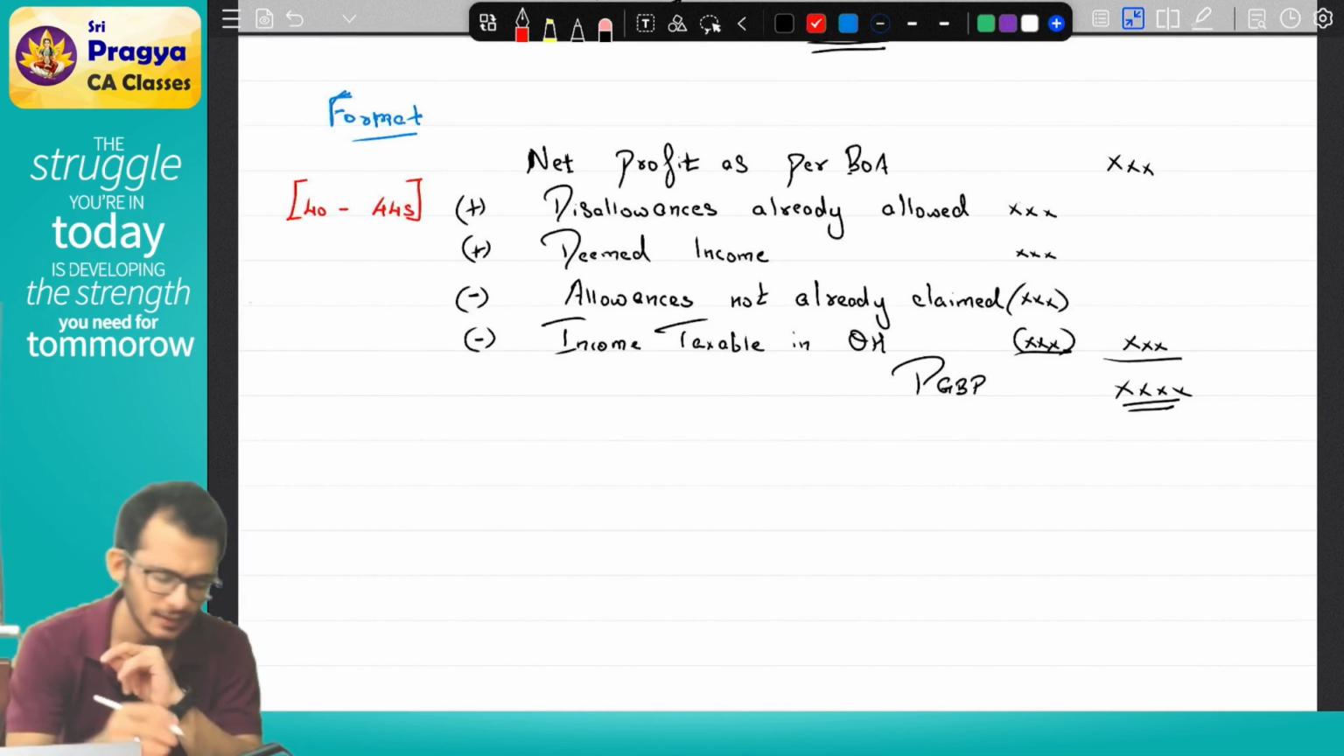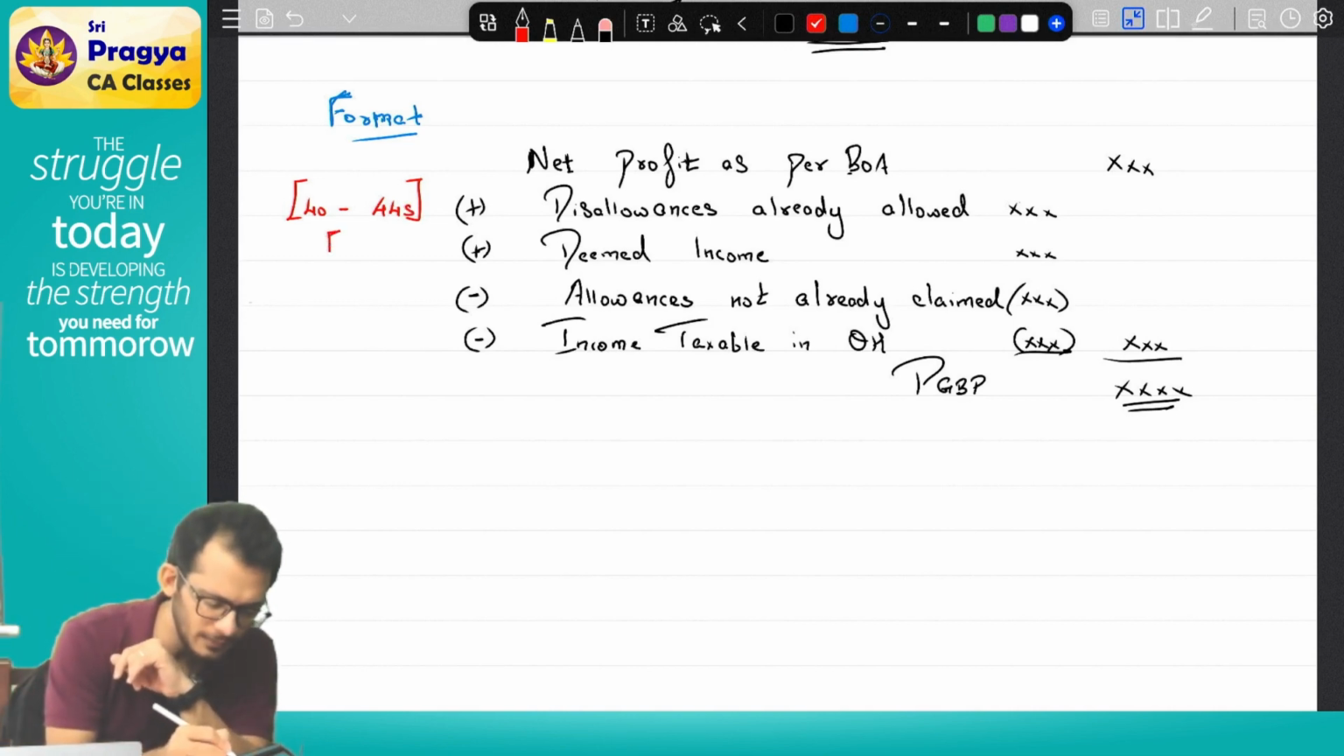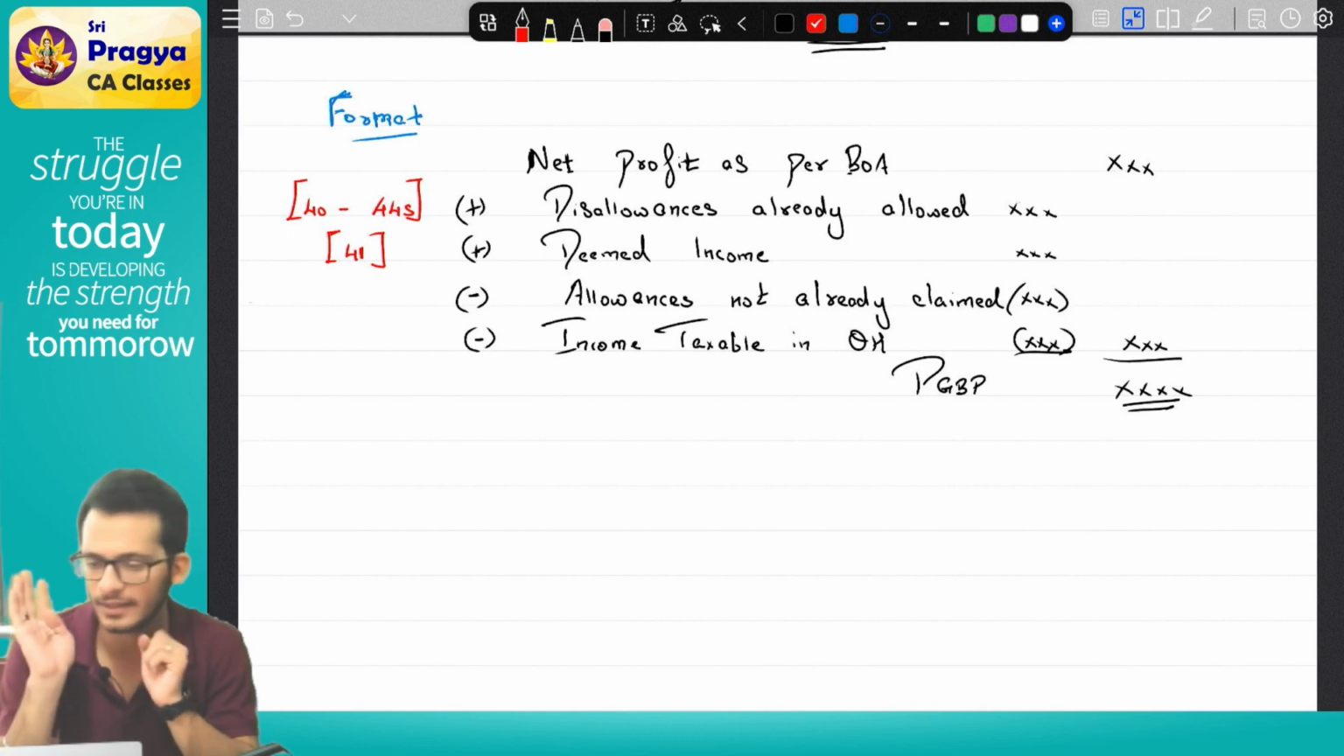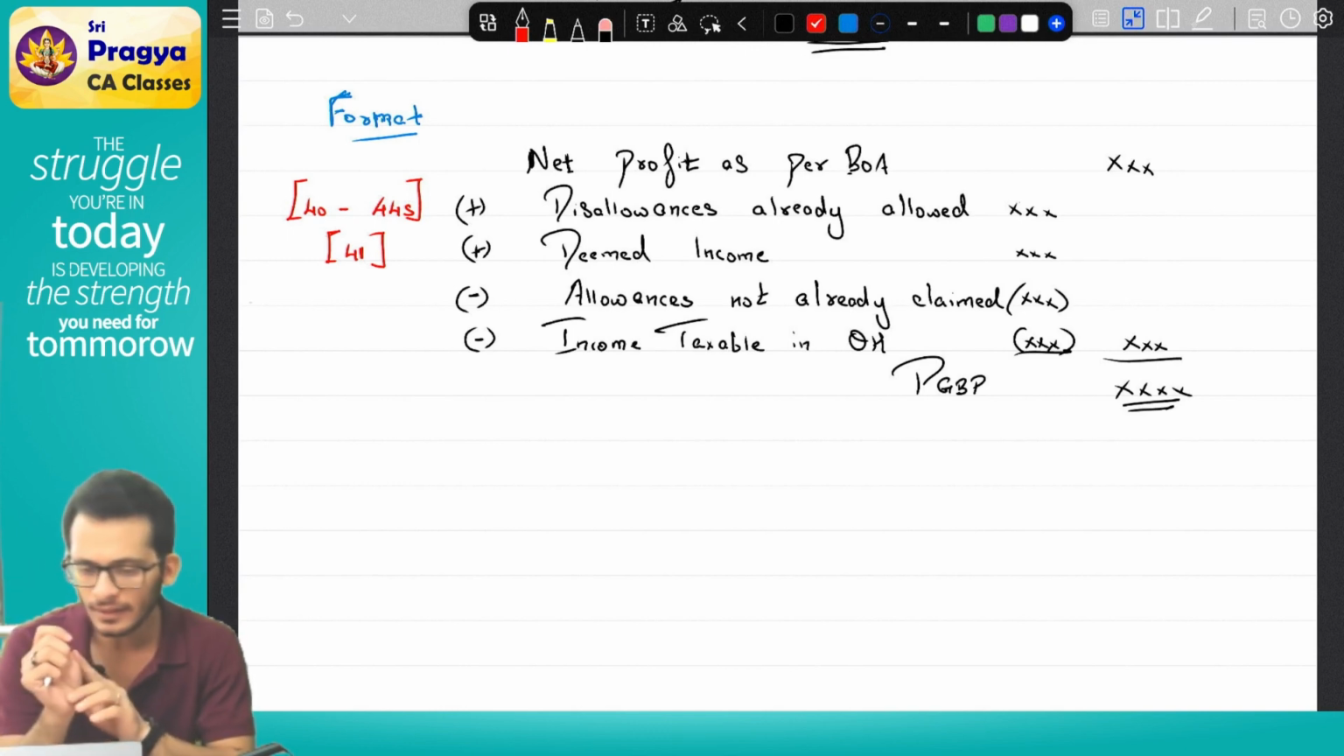Okay, next, any kind of deemed income. Deemed income are actually covered under 41. From the 40 to 44 we have removed one item, which is 41. 41 is covered under deemed income.